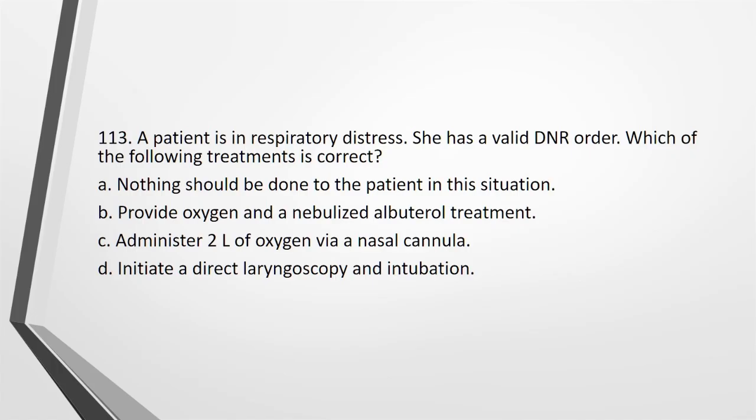113. A patient is in respiratory distress. She has a valid DNR order. Which of the following treatments is correct? A. Nothing should be done to the patient in this situation. B. Provide oxygen and a nebulized albuterol treatment. C. Administer 2L of oxygen via a nasal cannula. D. Initiate a direct laryngoscopy and intubation.